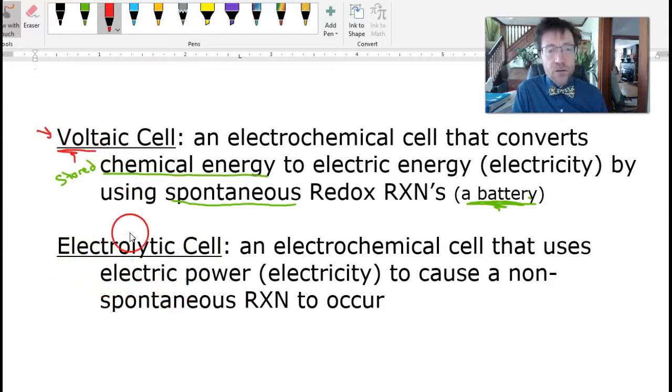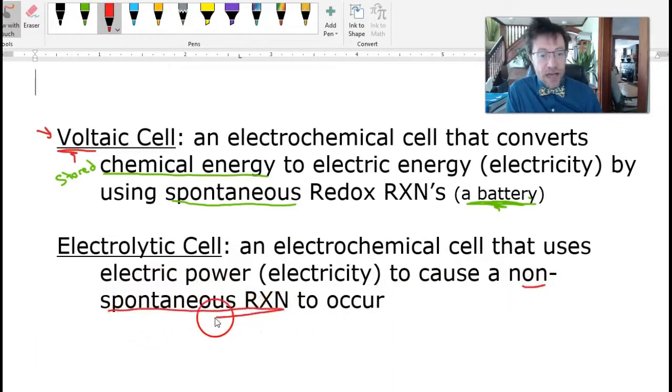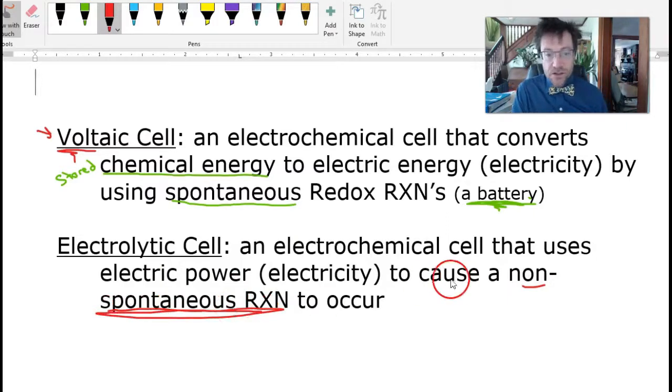Now this one, the electrolytic cell, here's the thing. This one uses electric power to cause a non-spontaneous redox reaction to occur. So this is using an outside energy source, outside electric power. This is super important.